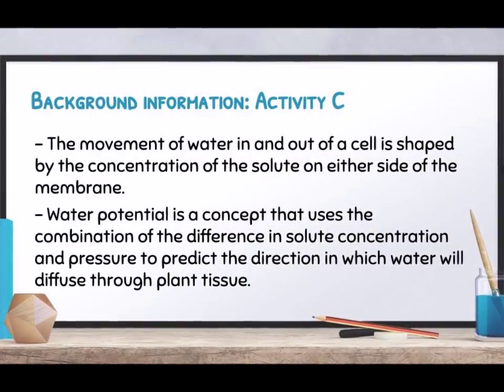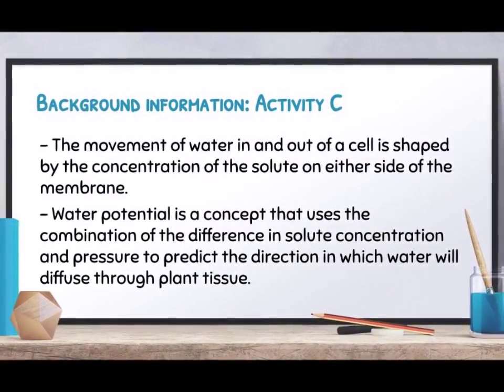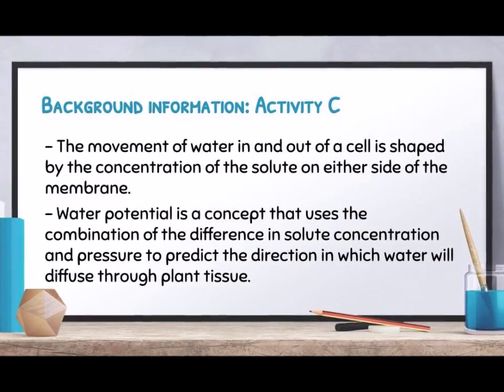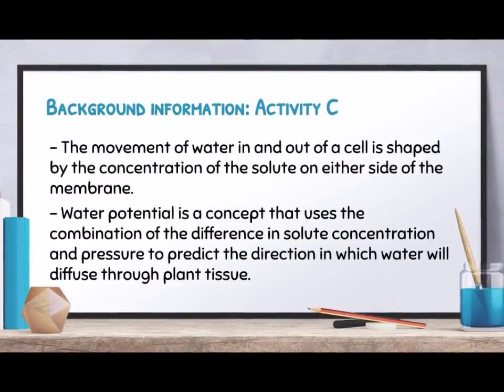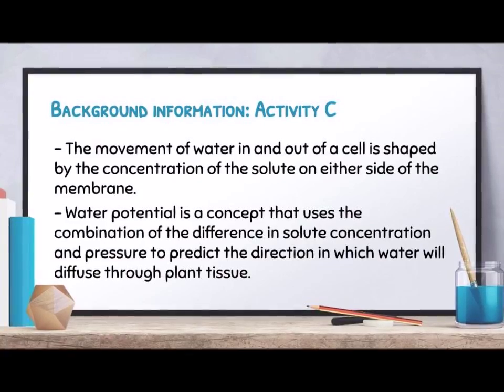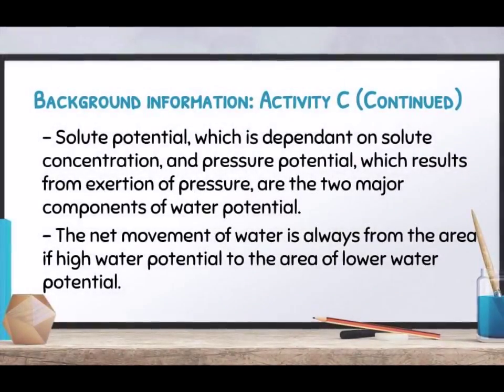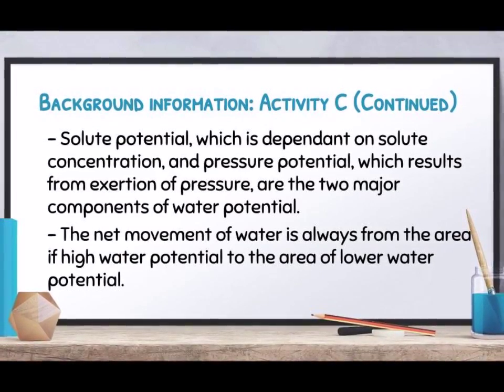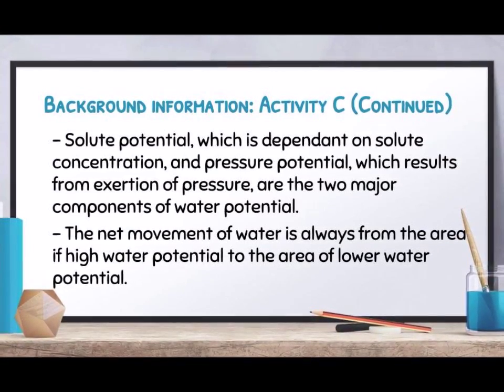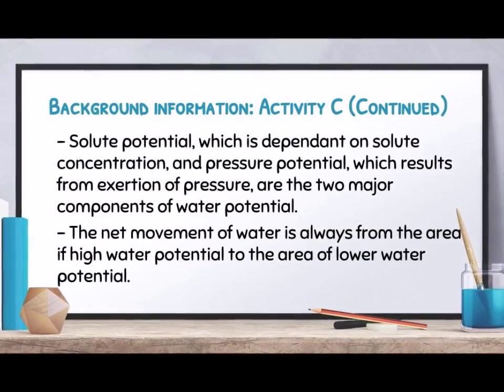The movement of water in and out of a cell is shaped by the concentration of solute on either side of the membrane. Water potential is a concept that uses a combination of the difference in solute concentration and pressure to predict the direction in which water will diffuse through plant tissue. Solute potential, which is dependent on solute concentration, and pressure potential, which results from an exertion of pressure, are the two major components of water potential.